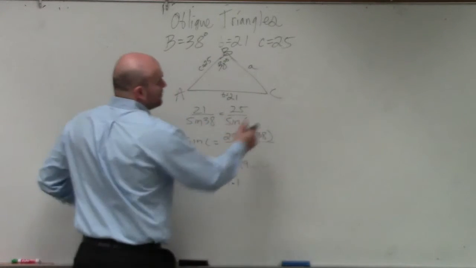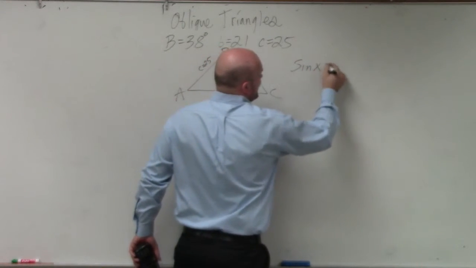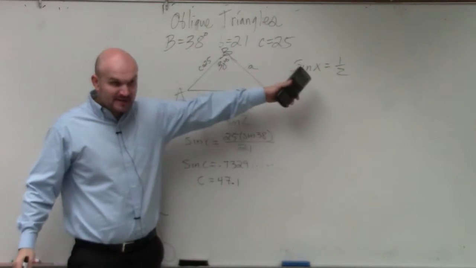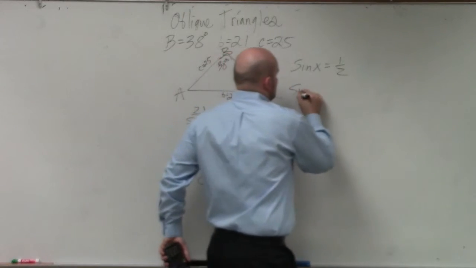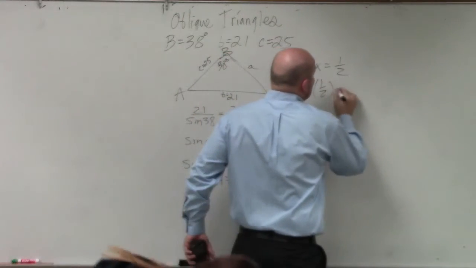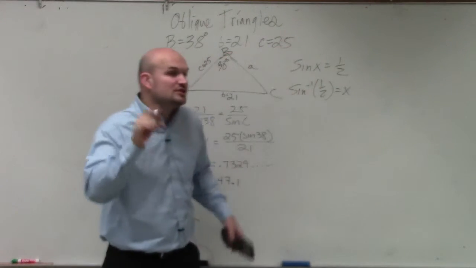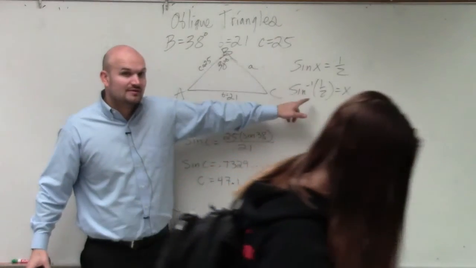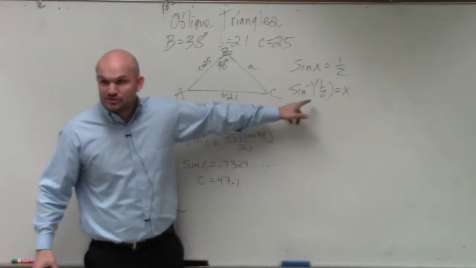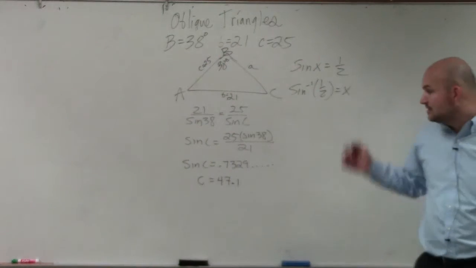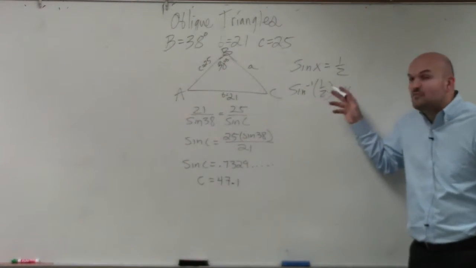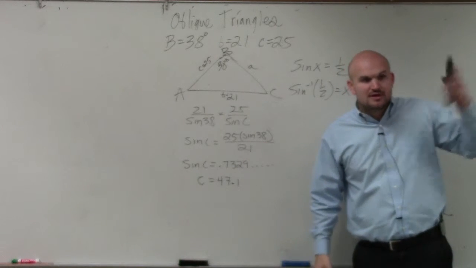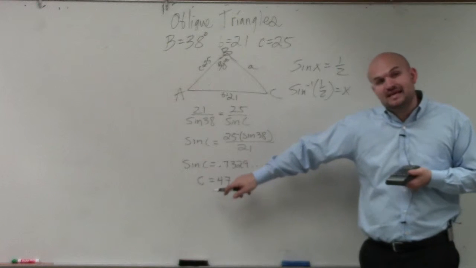Right, because guys, remember what I did? Sine of x equals 1/2. How did we figure out what x was? Remember when I did this at the beginning of class? We did sine inverse of 1/2. We did use the unit circle, but I also told you to check your answer with your calculator, right? And by checking your answer with the calculator, you get x equals 30 degrees, correct? This is the same thing, but instead of 1/2, you have 0.7329 or some crazy decimal. So you just do sine inverse to find c.